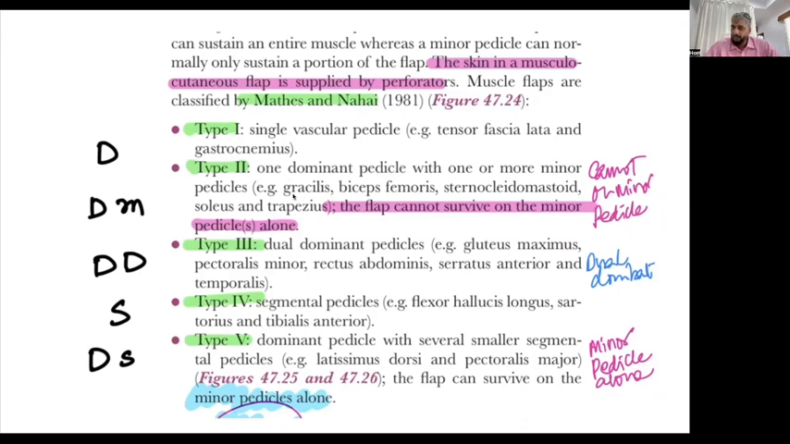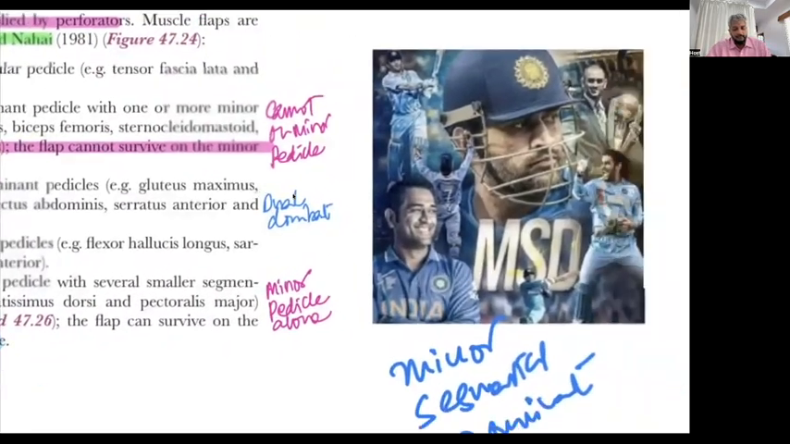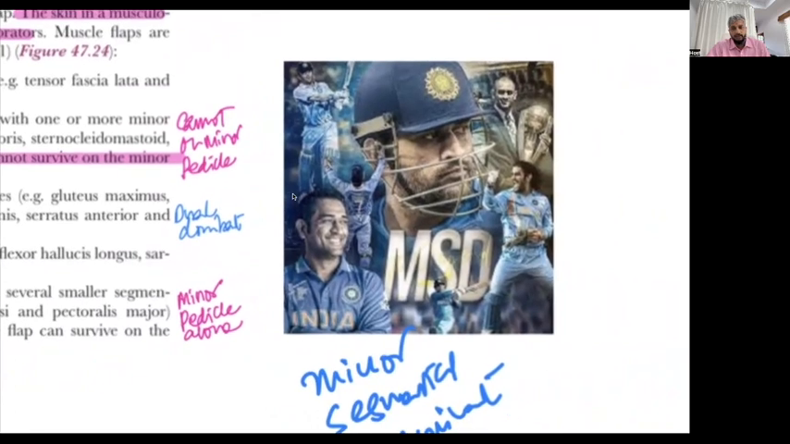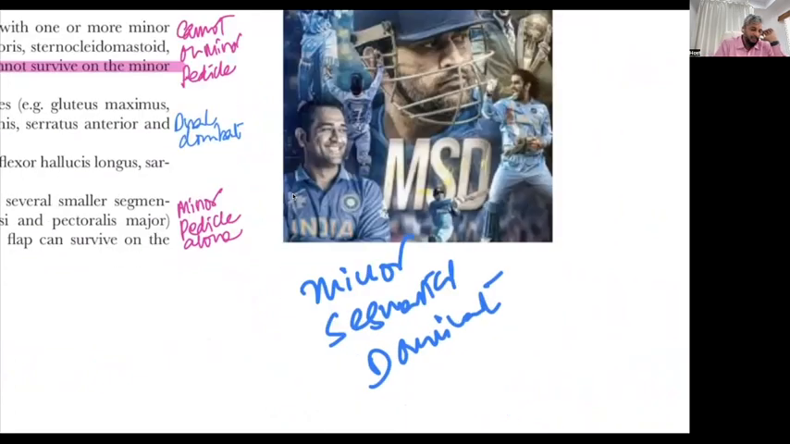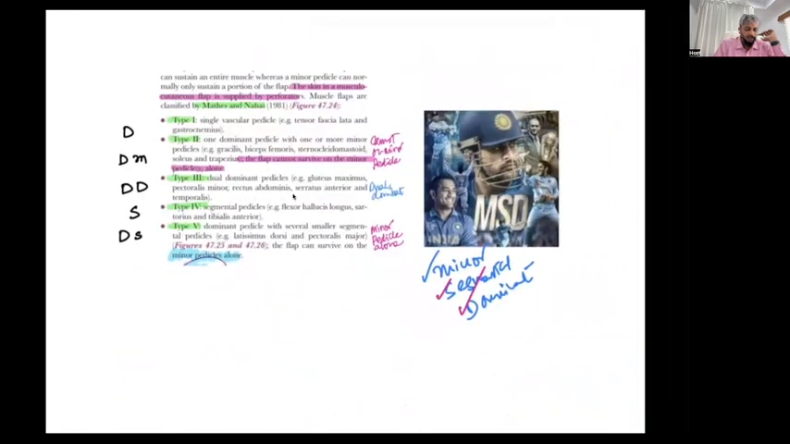So there are five types of flaps. Each flap is divided into five types based on the type of vascular supply it is receiving. To remember that, we need to remember our previous Indian captain, MS Dhoni. The three letters, if you are able to remember, MSD. M stands for minor, S stands for segmental, and D stands for dominant. So this is what is important here.